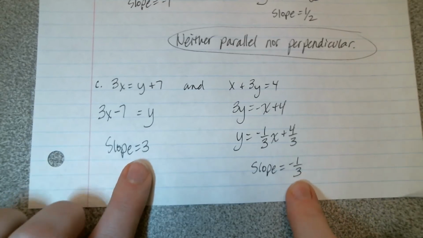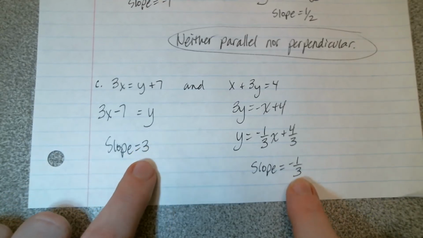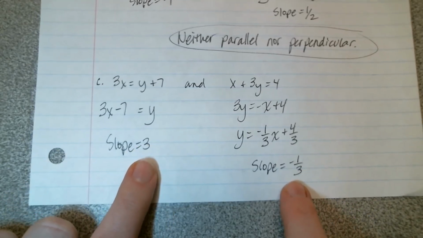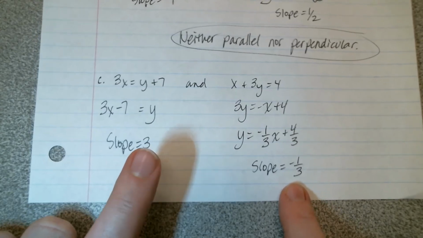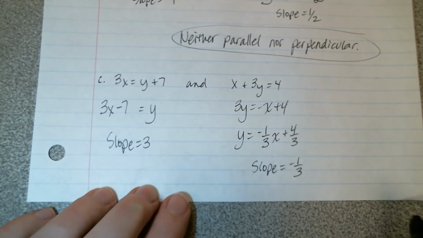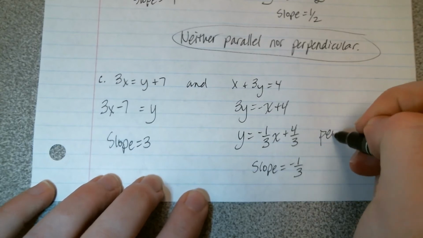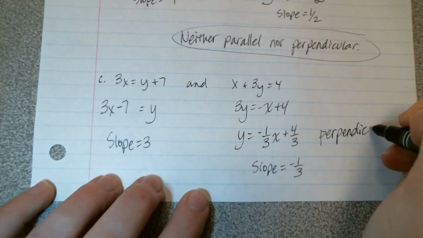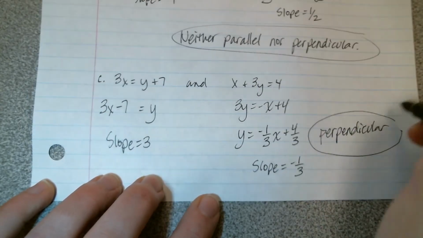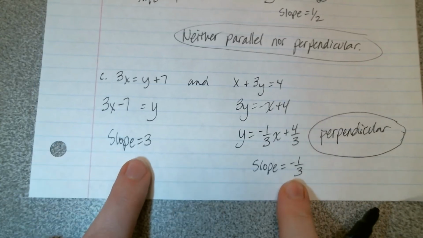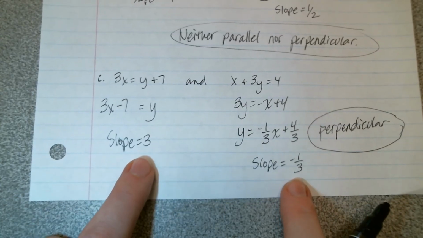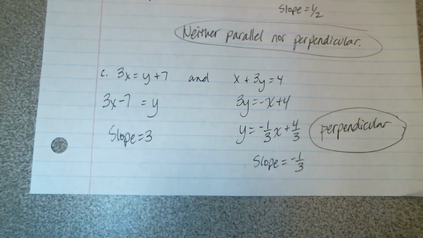So these two slopes have opposite signs, positive and negative, and they're reciprocals of each other, 3 versus 1/3. So these two lines are perpendicular, because these are opposite, positive, negative, reciprocals, 3 and 1/3, of each other.